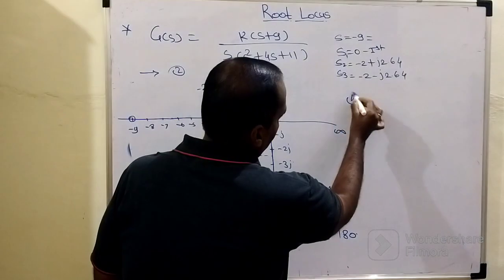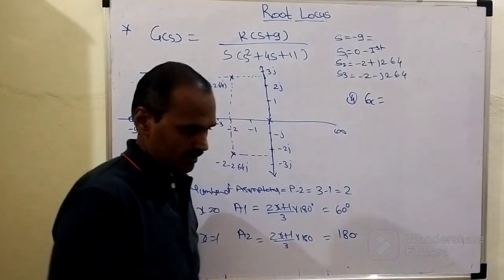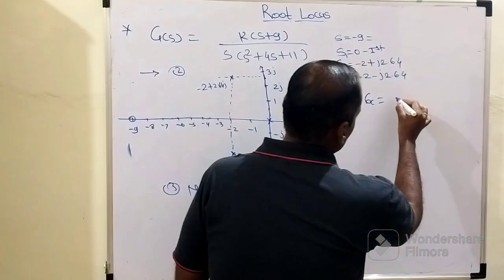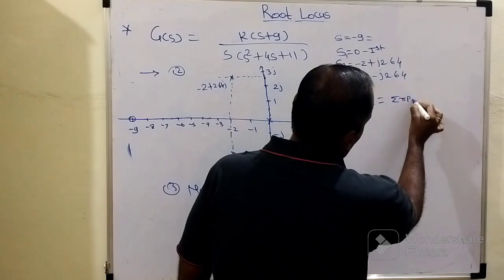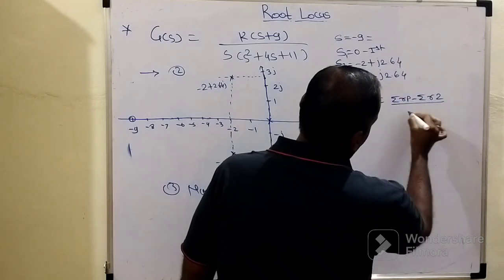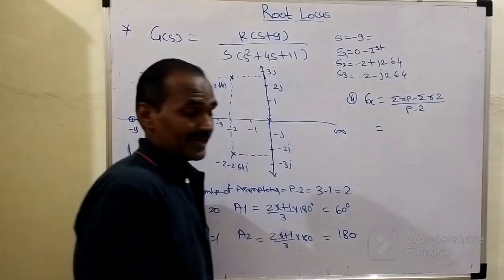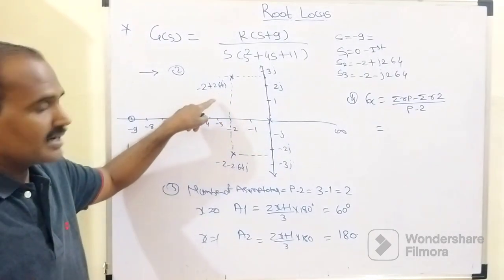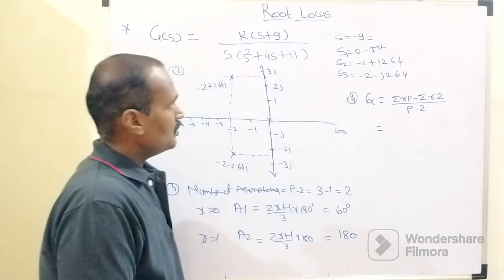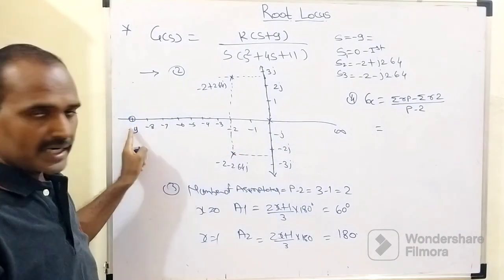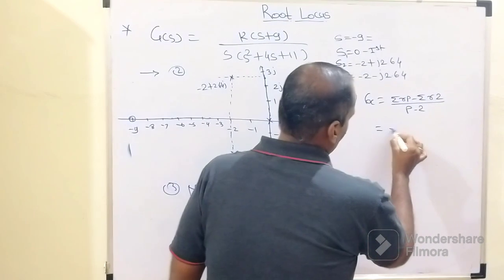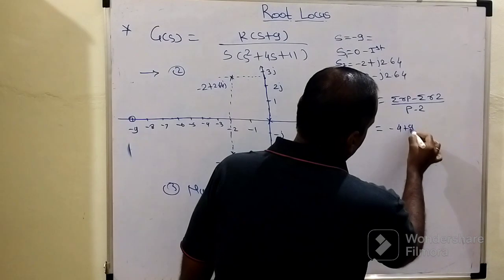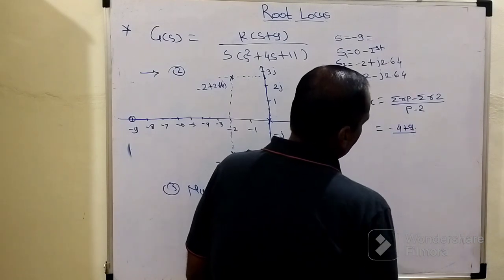In step number 4, we need to determine the centroid or sigma c, the intersection on the real axis. For that purpose, we follow this formula: summation of real parts of poles minus summation of real parts of zeros, divided by p minus z. As we have 3 poles, one is located at the origin, and the remaining 2 are the complex poles. Their real parts are minus 2 and minus 2. Again we have 1 zero located at minus 9. So it will become minus 4 plus 9, divided by p minus z.